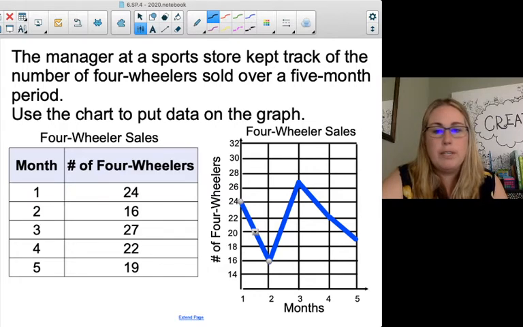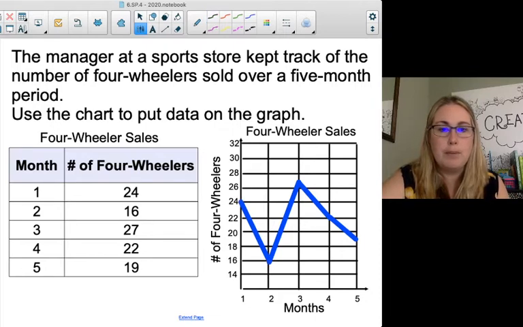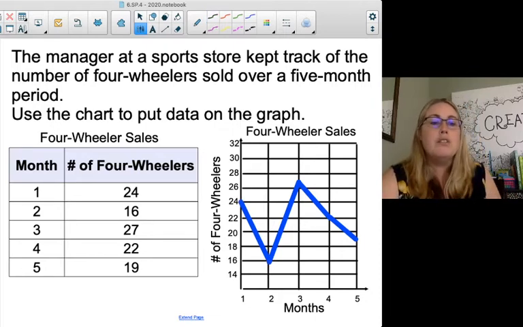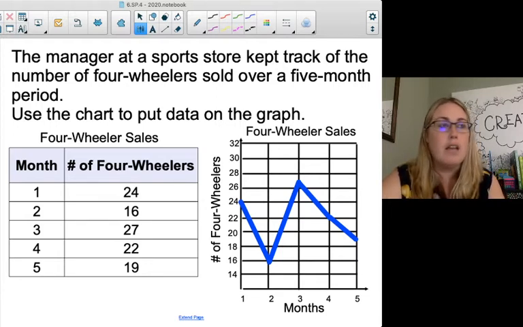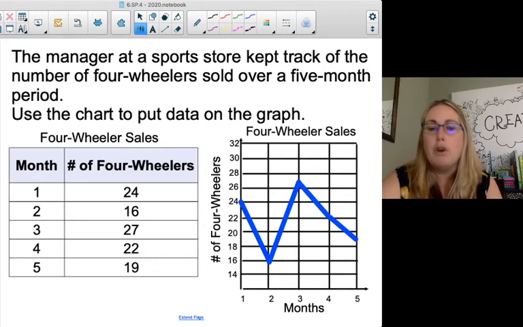So again, we've already done this one for you, but let's talk through it just to make sure that you know exactly how to do this when you have to do it on your own. Let me get my bigger pen here. Month number 1, there were 24 four-wheelers sold. I'm going to go over to 1 because you can see months is across the bottom. Your x-axis a lot of the time is going to be time going by. How do things change over time? So time is at the bottom for months.